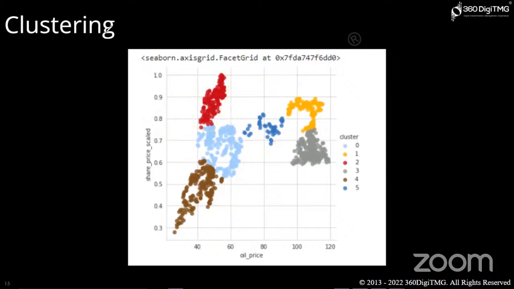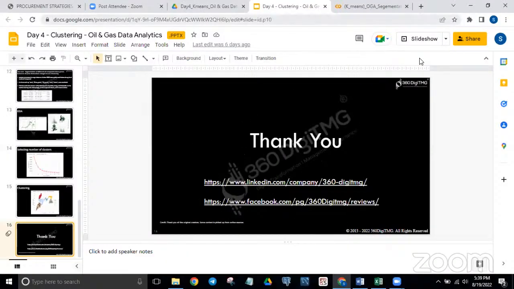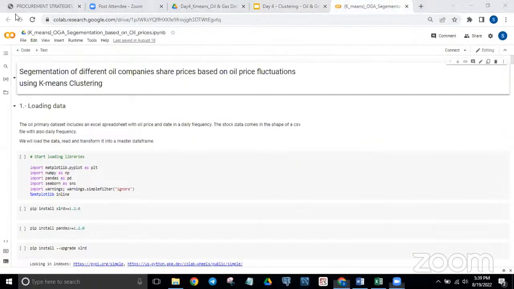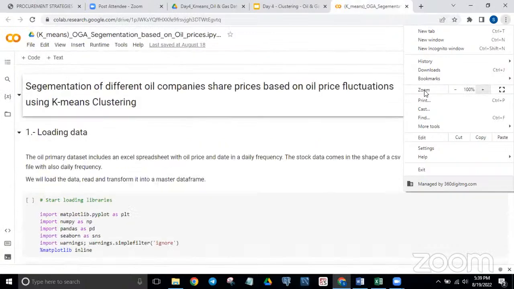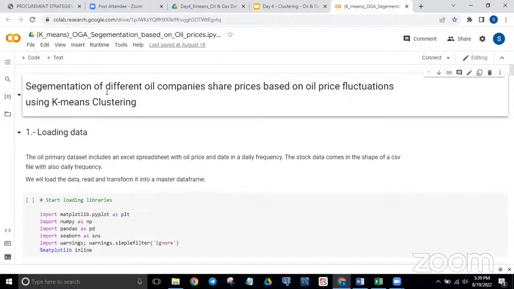So let us see the same thing in the program. Let us look into the program that we have done. Let me increase this here. So this is the same program that we are seeing here, the segmentation of different oil companies.